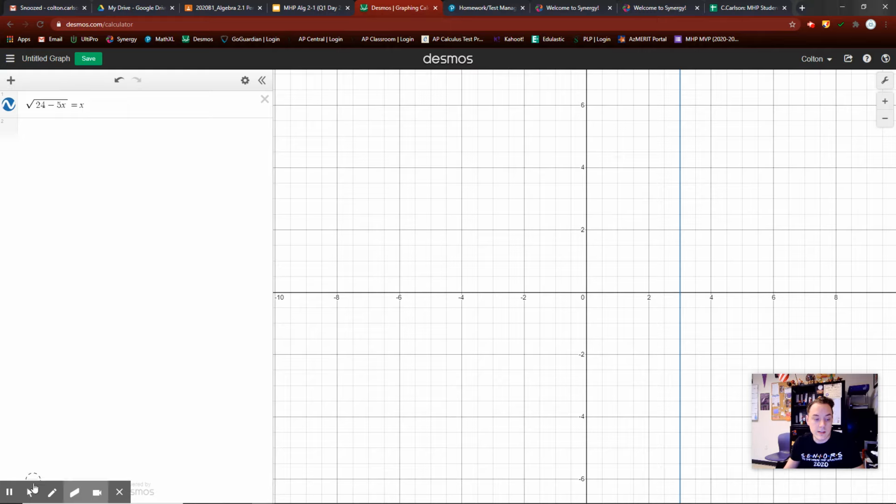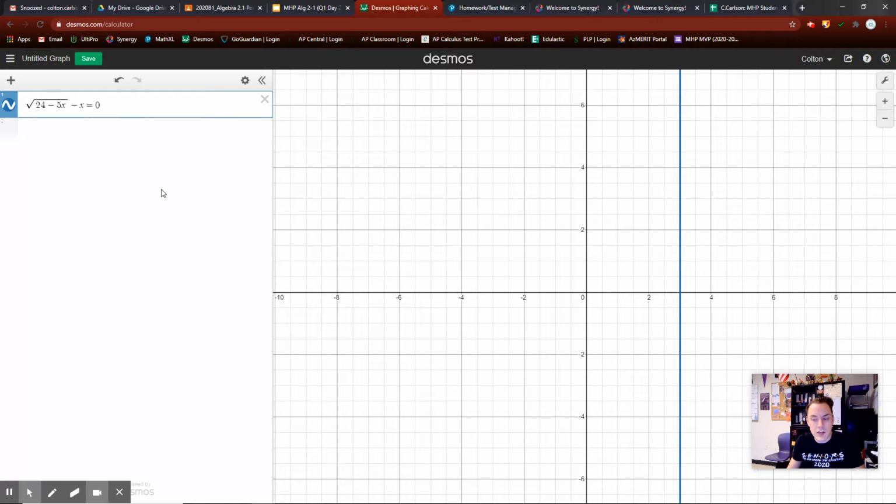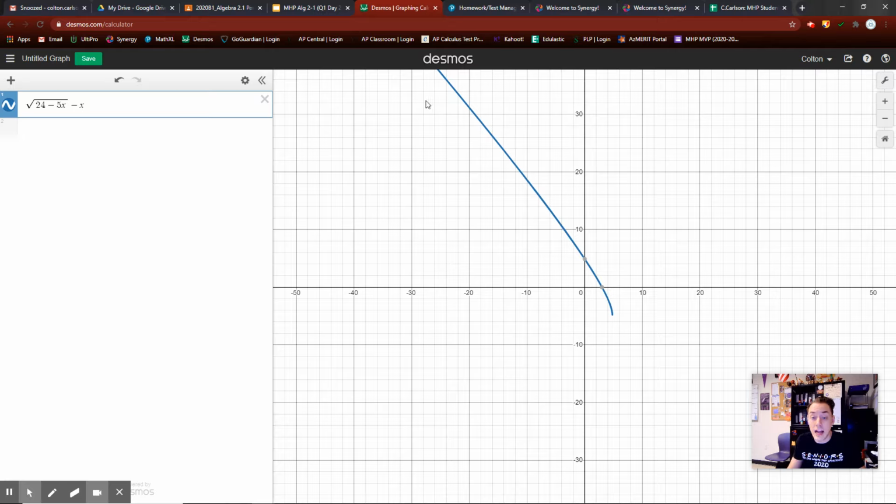If I erase this, if I actually do minus x, because it was a positive x on the right side, and then equals 0, what we get is a truer equation. Now, you may say, well, that's exactly what we got before, and it is. It's just a random straight line. So what we can just do is get rid of the equal 0, and we actually get a true radical graph, because this is what a radical does look like. Okay, this is what a radical graph does look like, okay?